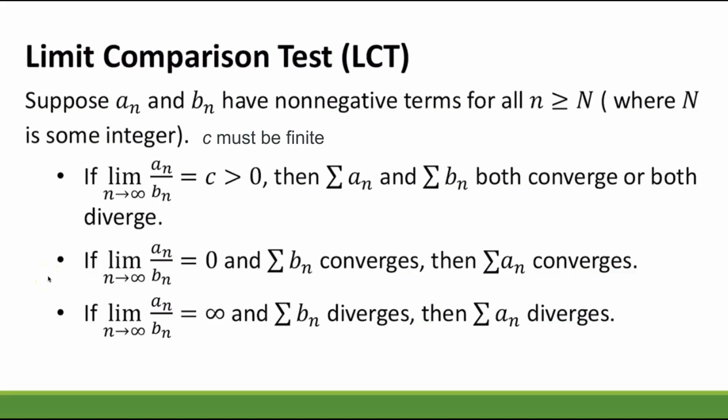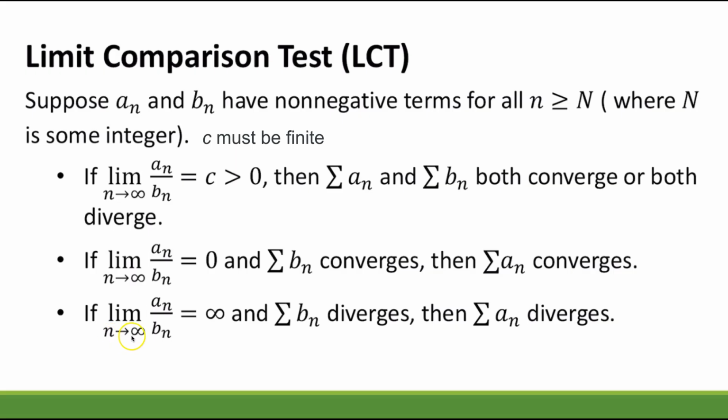The limit comparison test has a few more pieces. If the limit as n approaches infinity of a sub n over b sub n happens to be 0 rather than a positive value, then we also need the sum of b sub n to converge for this to tell us anything. So if we get that the limit of this ratio is 0 and the sum of b sub n converges, then we can conclude that the sum of a sub n converges.